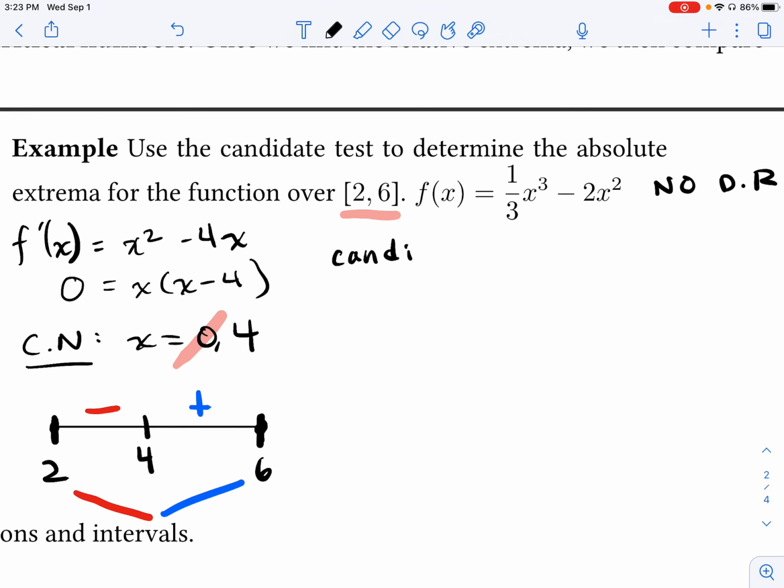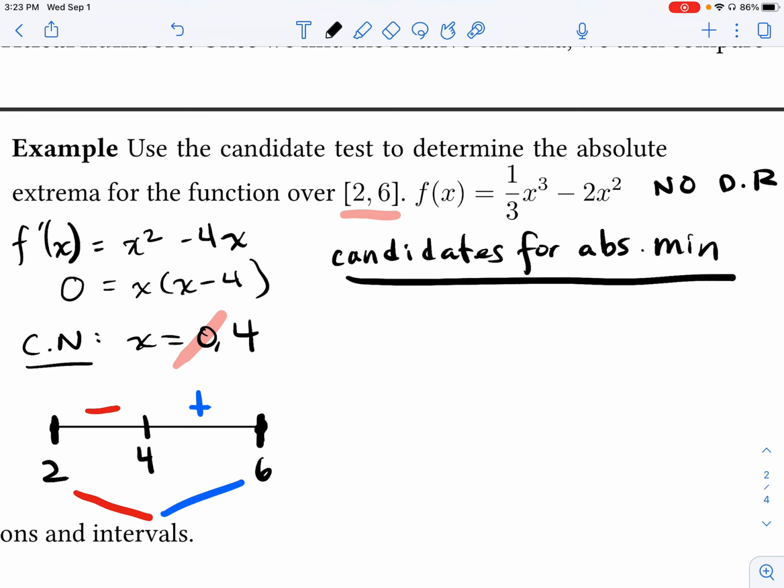So let's write the candidates for our absolute minimum. And what is our candidate for an absolute minimum? We would say 4 right here. Let's find out what f of 4 is. In fact, this is the only possible candidate for an absolute minimum. Since the function is increasing after 4, there's no value there that's going to be less than what f of 4 would produce. And since it was decreasing up until x equals 4, there's no point that would ever be lower than that either. So our only candidate would occur at x equals 4.